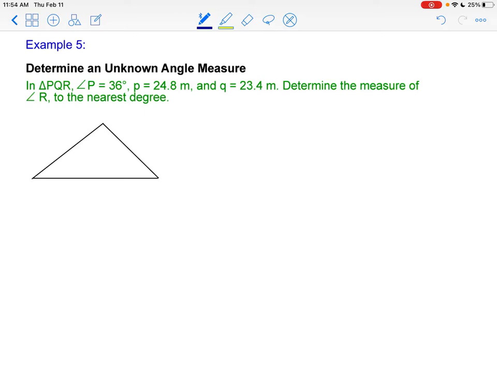Okay, now let's get into another ambiguous case sine law problem. So we need to determine an unknown angle measure, angle R. I've already drawn a little triangle. Let's set it up. In your notes, you should draw one as well. It's triangle PQR, so Q is in the middle there.